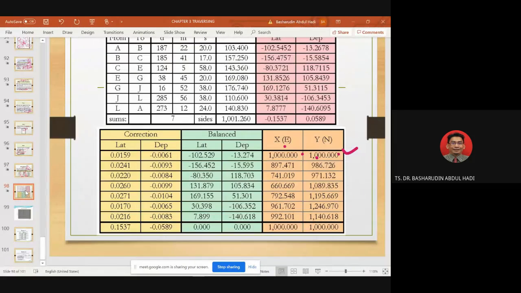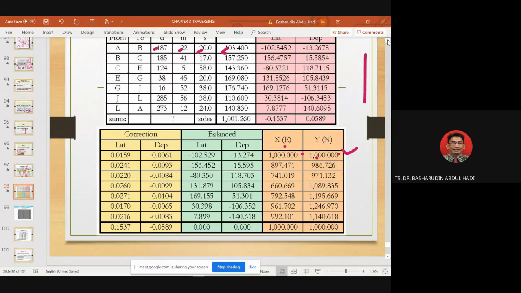So here, 187 degrees, 22 minutes, 20 seconds, and that is the distance. Do you still remember the distance? How did they measure the distance? They used what? Tape, chain, laser, or radio frequency.